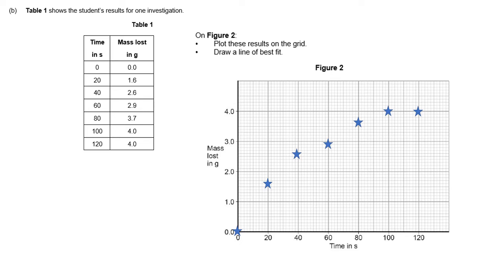When you're asked to draw a line of best fit, you're trying to show in science the general trend of the data, and we can see here we're going to have probably a bit of a curve and it levelling off between 100 and 120 seconds there. So we're looking for one smooth curved line.